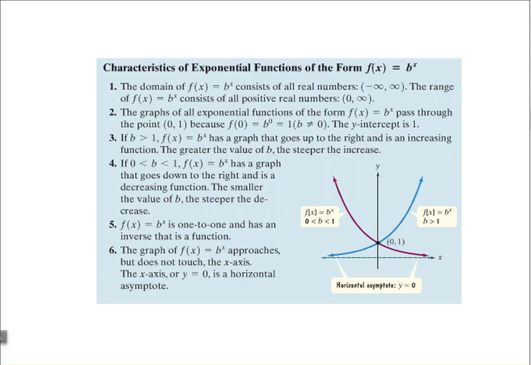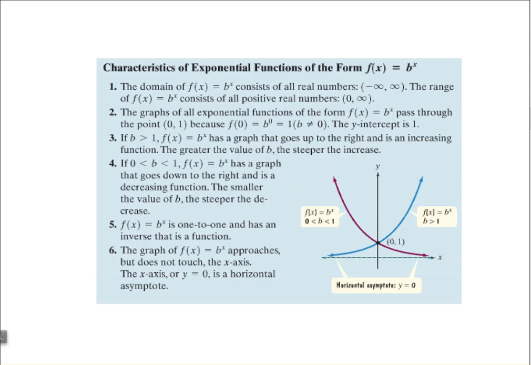So if you have a plus or minus, or if the exponent is negative, then we have those translations that could change maybe your range, not necessarily your domain. So the range of f of x equals b to the power of x consists of all positive numbers from 0 to infinity. So we have a horizontal asymptote there of y equals 0. At the line y equals 0, we have a horizontal asymptote for that type of exponential function.